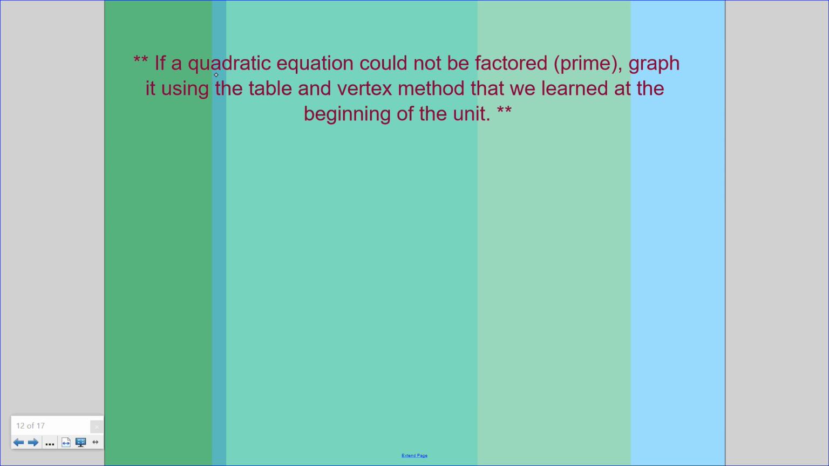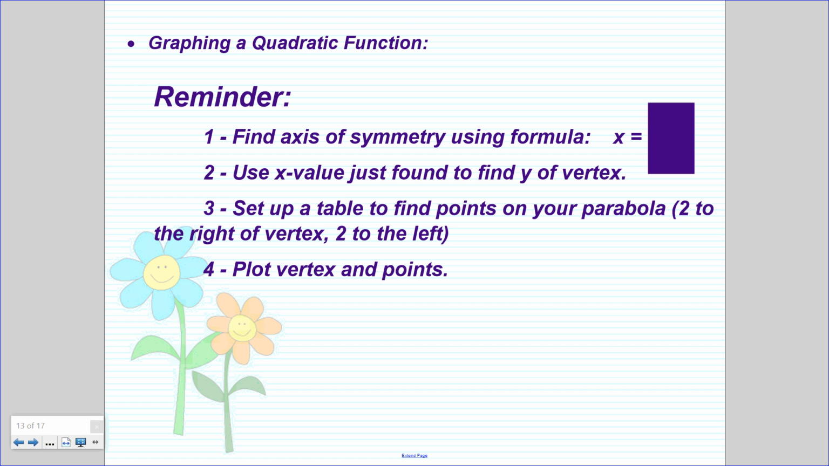Okay, if a quadratic can't be factored, so if your quadratic's prime, we will also use the graphing by table method to graph it. So just because a quadratic's prime, just remember that doesn't mean it cannot be graphed. It just means that the roots are not clean roots, meaning they're not nice whole numbers or integers or maybe clean fractions. And that's okay. It's just that if you recognize it can't be factored, you will need to graph using the longer method by setting up your table and finding your vertex.